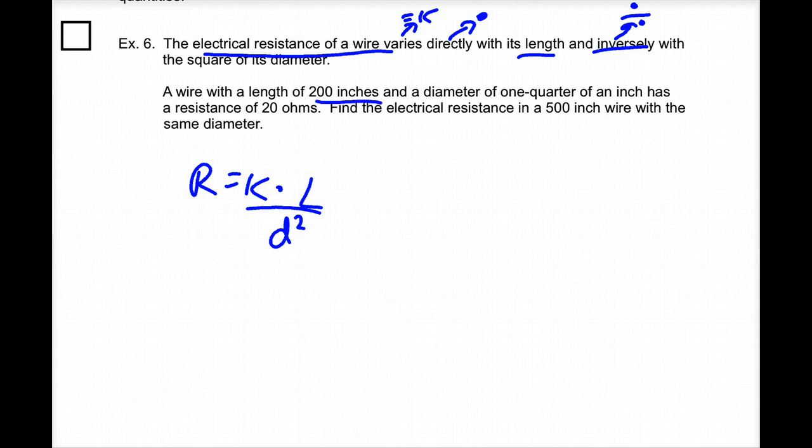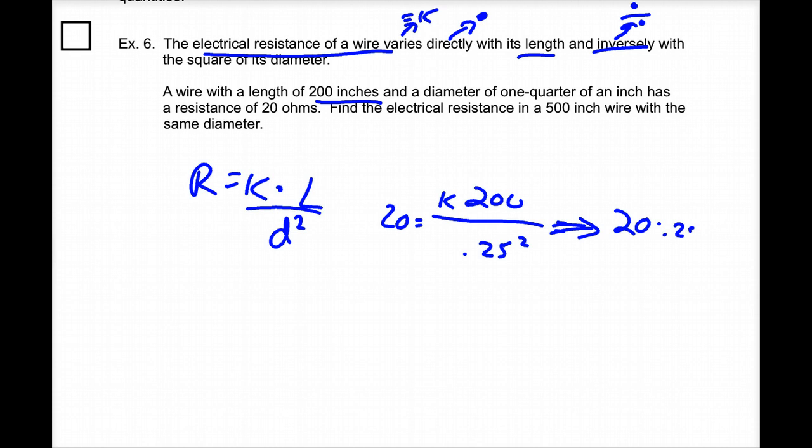Then I'm going to plug in. It says the length is 200. The diameter is 1/4 of an inch. Got to square that. And the resistance is 20. I'm going to solve for K. I'm going to do 20 times 0.25 squared. And then I'm going to divide by 200. That'll give me K. Multiply those, and then divide by 200. And if you do that, you get 1 over 160, which is 0.00625.